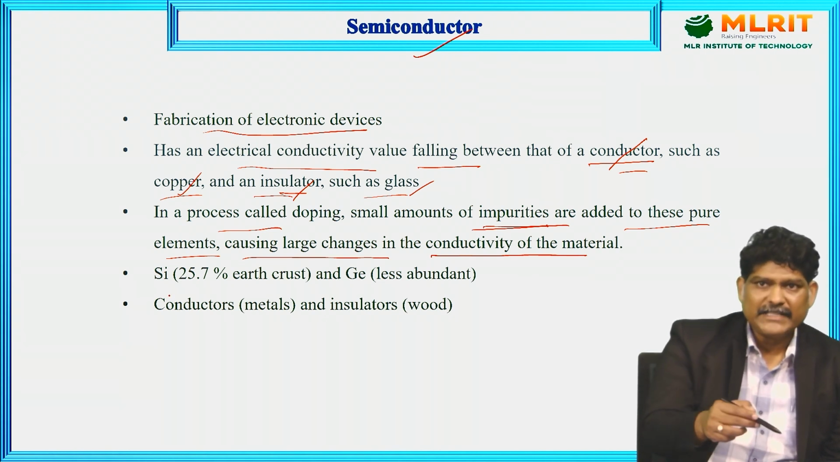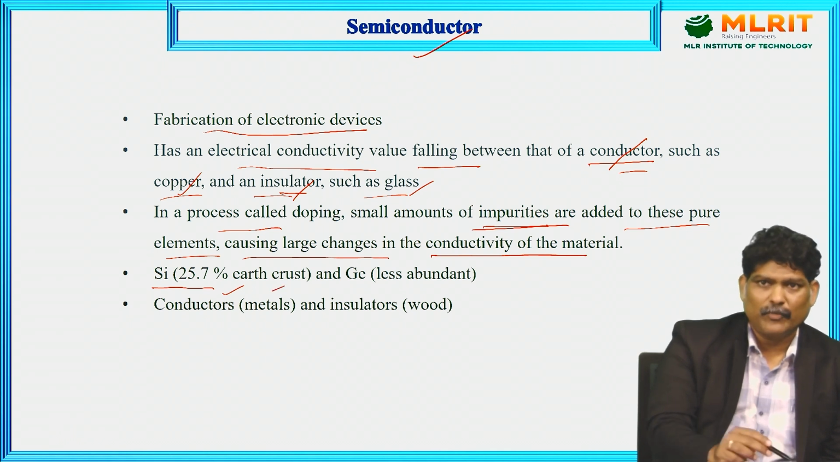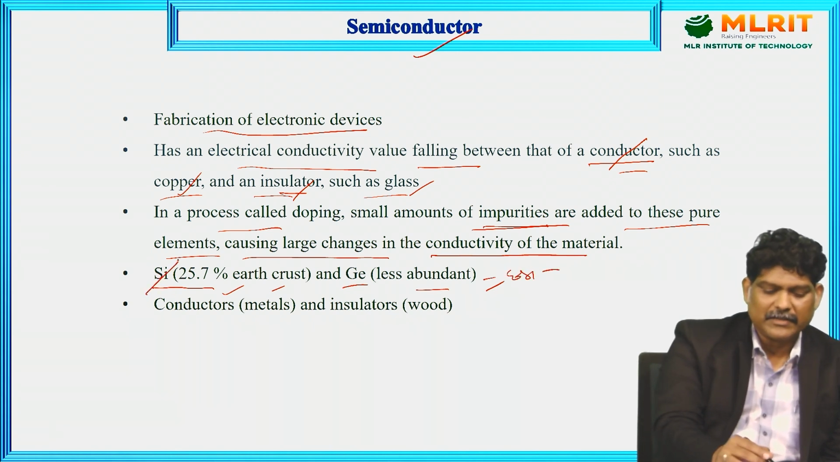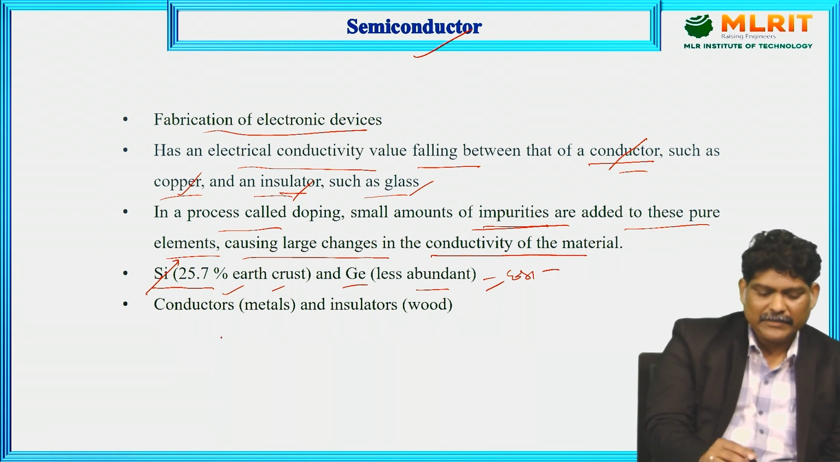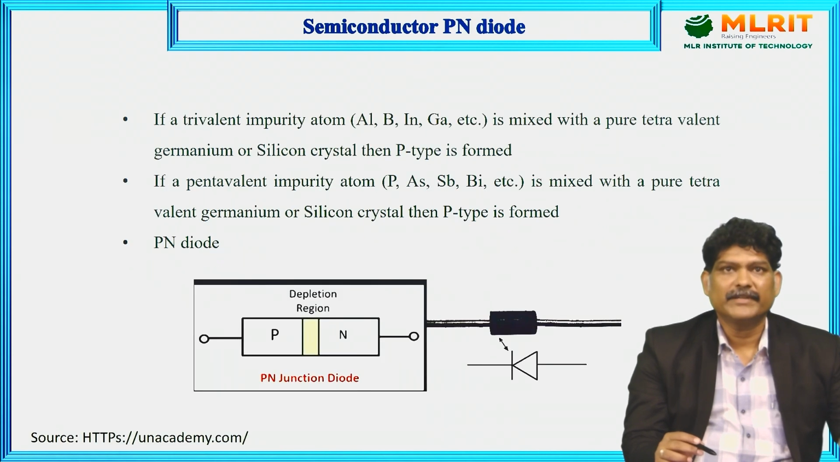The basic raw material is silicon, which is the best semiconducting material. It is available at 25.7% of the earth's crust, so it is the most abundant. Germanium is also an important semiconducting material, but it is less abundant and costs more, so in most applications silicon is used. Examples of conductors are metals and of insulators is wood. Let us see other information about semiconductors.